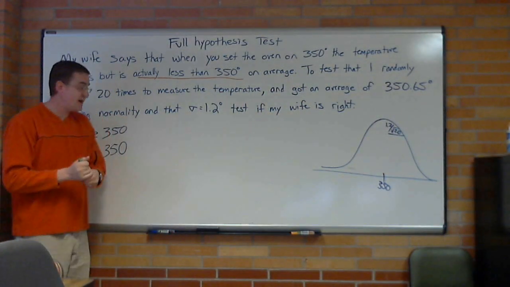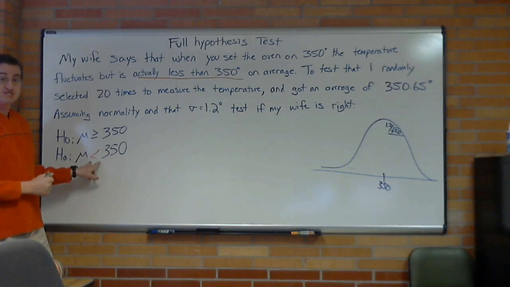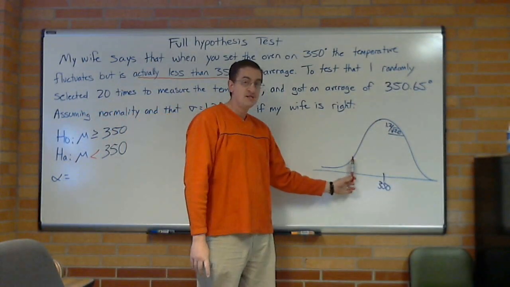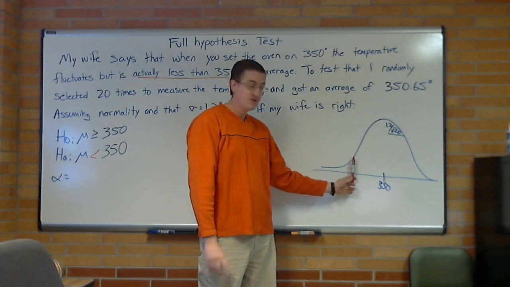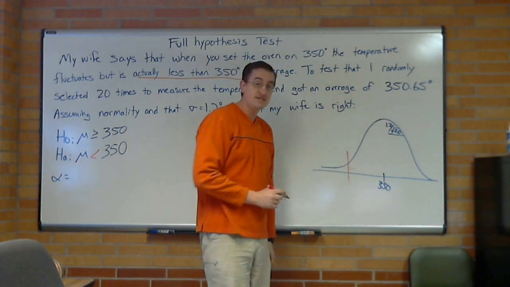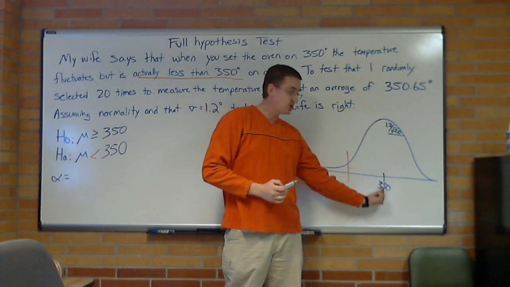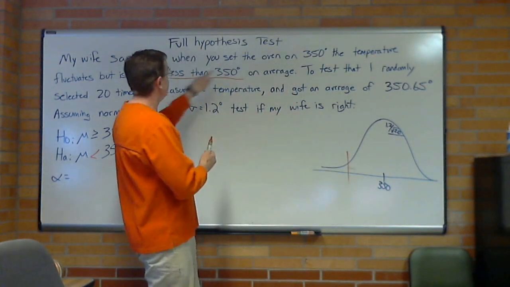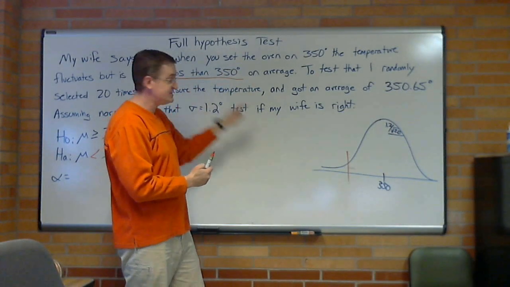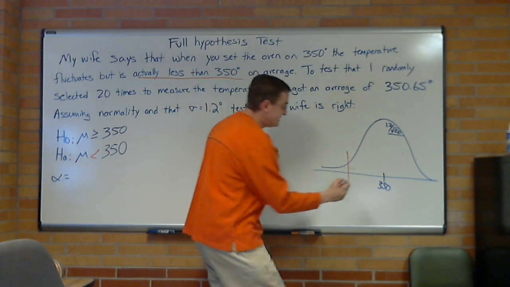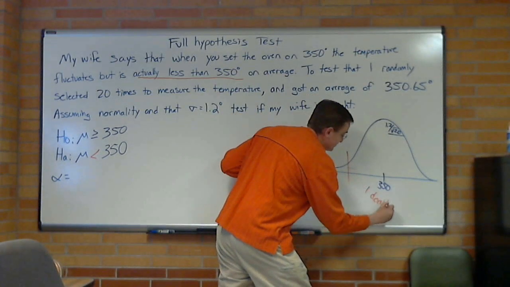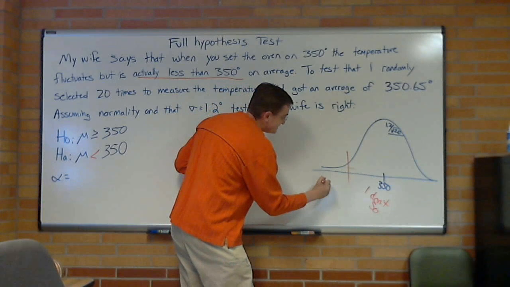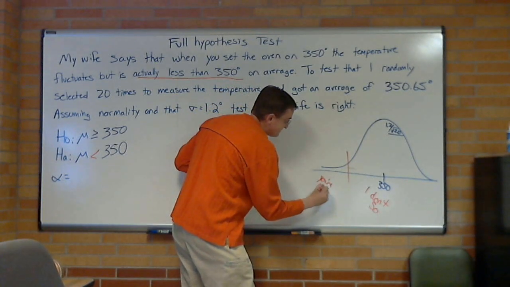Now, where is my alpha region? This alpha region is the less than region. So I have a left-tailed test right here. So somewhere I'm going to draw my line. What happens if it lands close to 350? What am I going to tell my wife? Well, she said it was going to be less than 350. If it lands right on 350, I'm going to say, I don't think so. But if it lands way beyond 350, this is where I say, you're right.